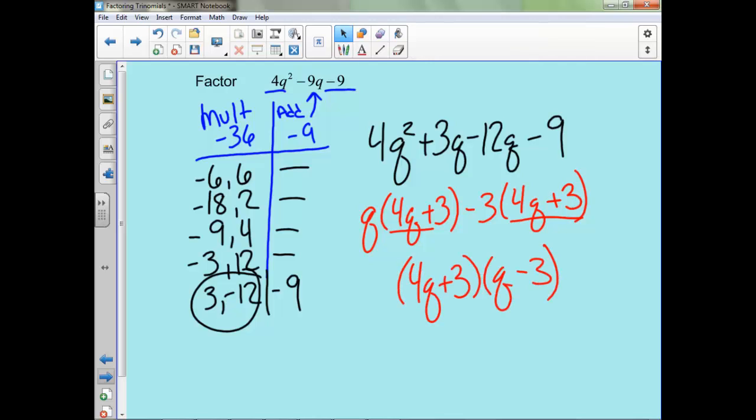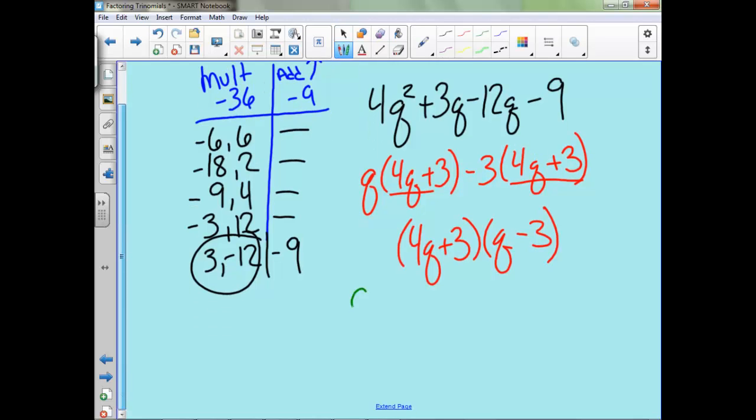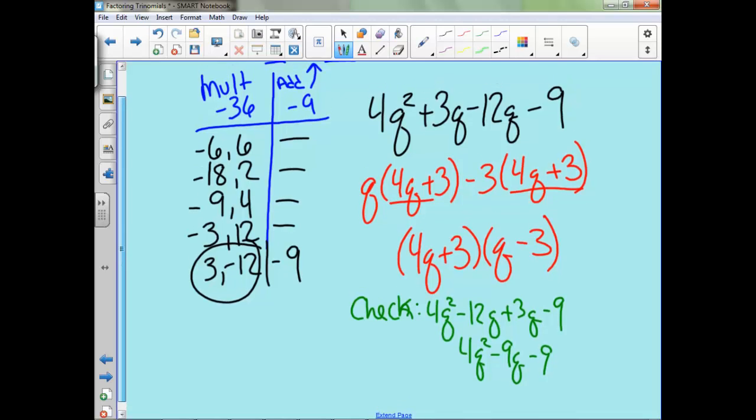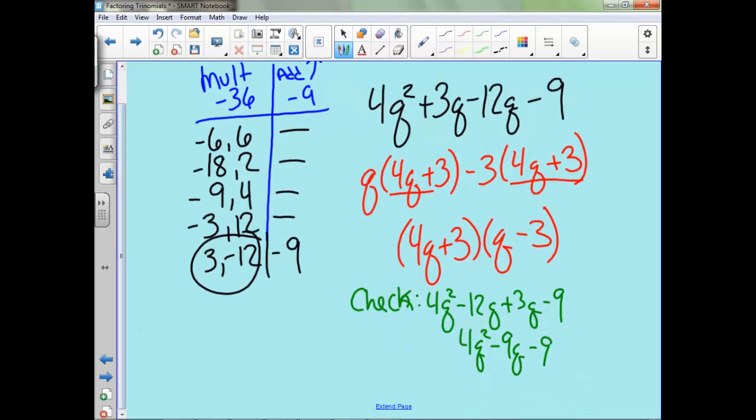And one way to double check your answer is just multiply it out and see if we get what we wanted. So when we distribute, we'll get 4q squared minus 12q plus 3q minus 9, or 4q squared minus 9q minus 9, which is what we wanted up here. So we were good. So this was our answer.